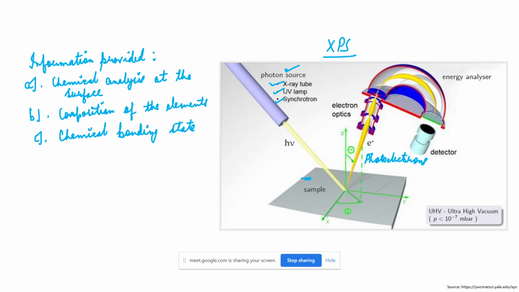So once you have your sample and your photons coming from any of these three sources hit your sample, they will emit photoelectrons, and from this emitted photoelectron you can analyze the change in bond energy or see the chemical shift. Through this information, with the help of the energy analyzer, which will be collected by the detector, you can know the chemical constituents at the surface, the composition of the elements constituting the sample, and the different chemical bonding states.